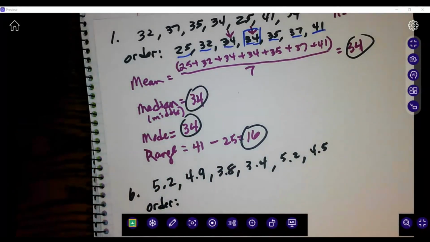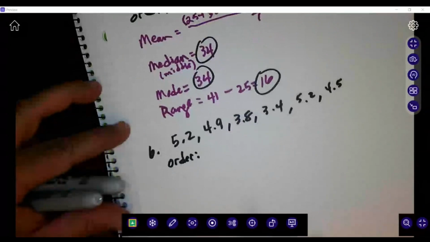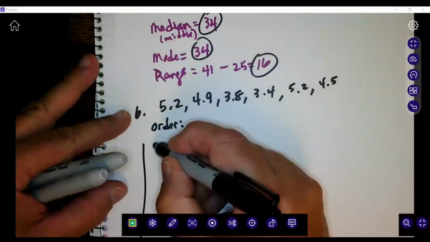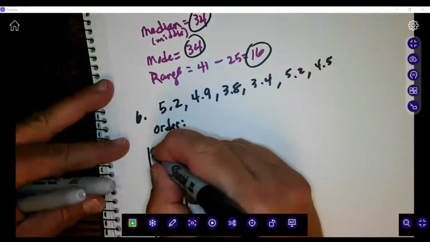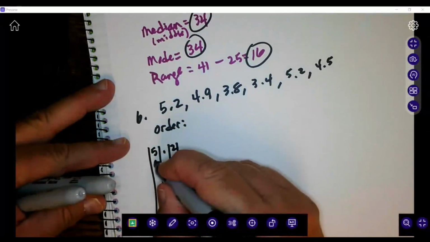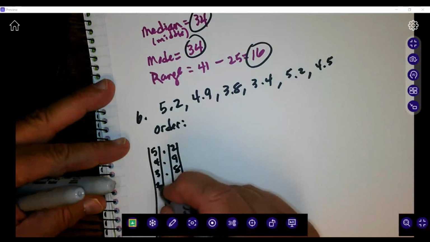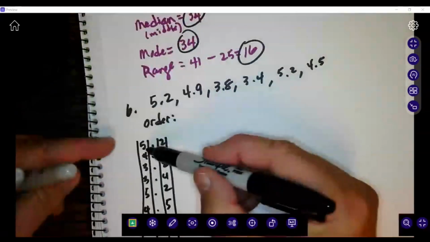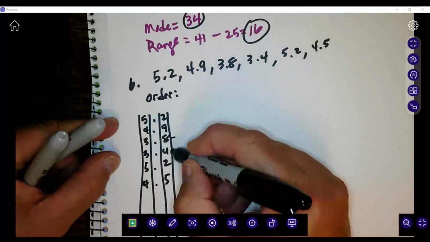Put these in order. You can do this by just kind of looking and going down the list, or you can use what we did when we were ordering decimals, and that is I drew a chart and I put the numbers in the chart. 5.2, 4.9, 3.8, 3.4, 5.2, and 4.5. So as I'm looking down my chart, I have 3 values right here and right here.